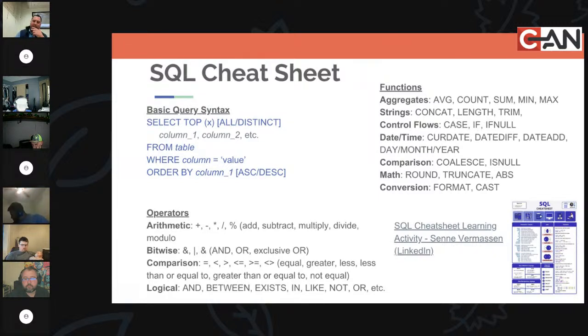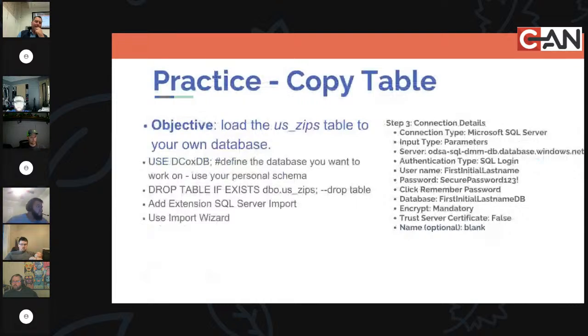Okay, so I am loading a .csv, a comma separated value file, into Slack, and then we are going to go over how to import this using an extension you can add to Azure Data Studio called SQL Server Import, and using the import wizard.